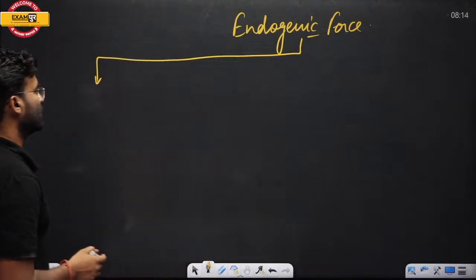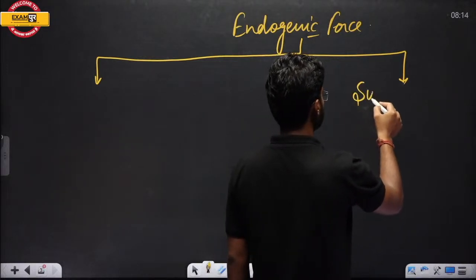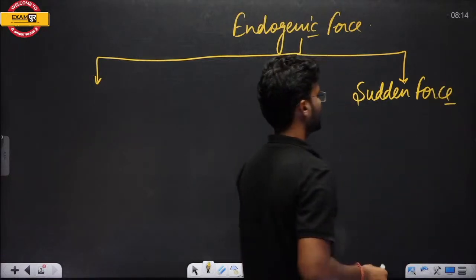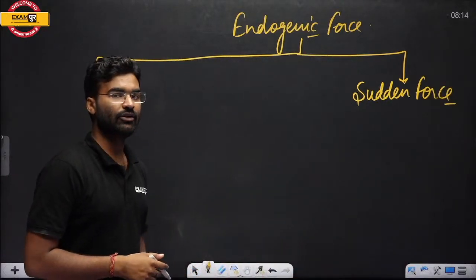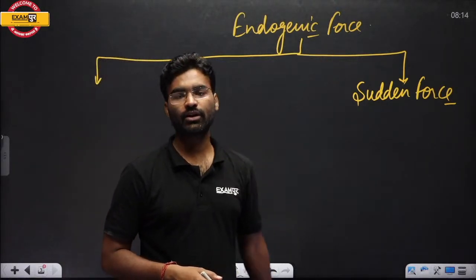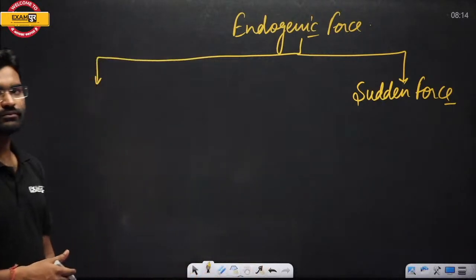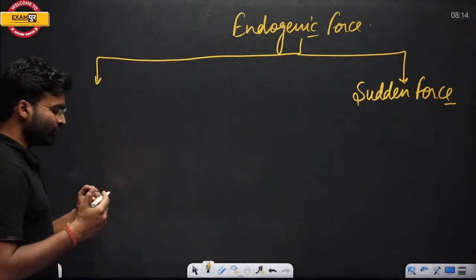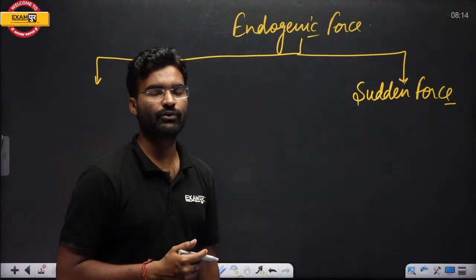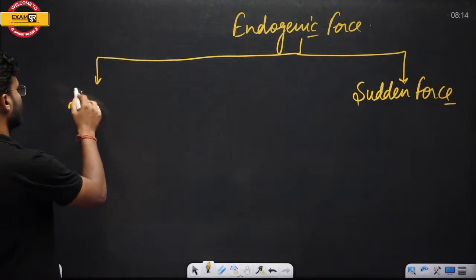then it is termed the sudden force. So the endogenic force is categorized as a sudden force if it works in a short time period or short span of time. And the force which works over a long time period, such an endogenic force is called the diastrophic force.